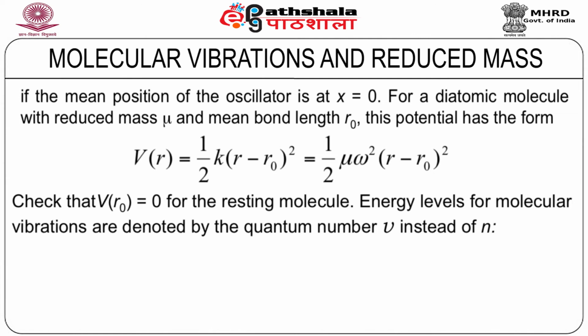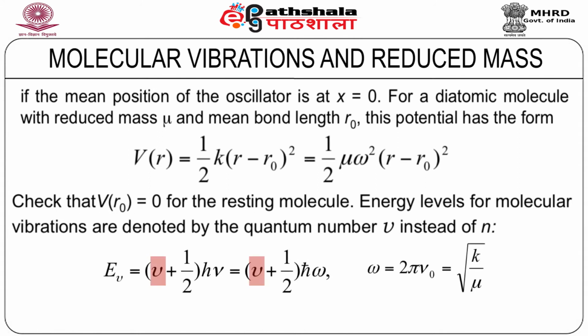The energy levels for molecular vibrations are denoted by the quantum number v instead of n. This is just conventional. When you come to diatomic molecules and molecular vibrations, then instead of writing n for the quantum number, you write v. So v is the vibrational quantum number of a molecule. And omega is 2 pi nu 0. And it is important to note that this is root of k by mu. The mass of the oscillator is replaced by mu, the reduced mass of the molecule, and k now becomes the stretching constant for a diatomic molecule, or the bond stretching constant as it is sometimes called.